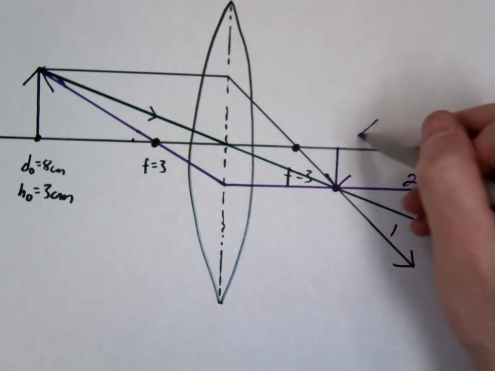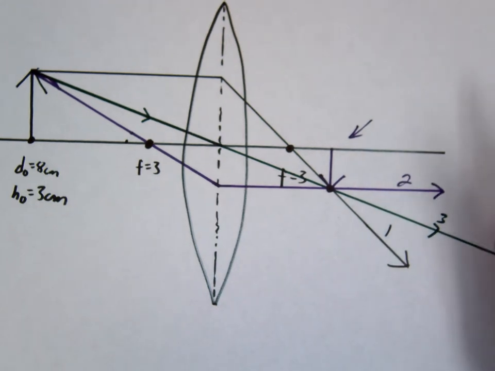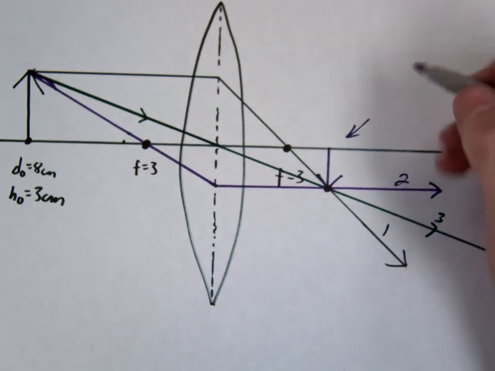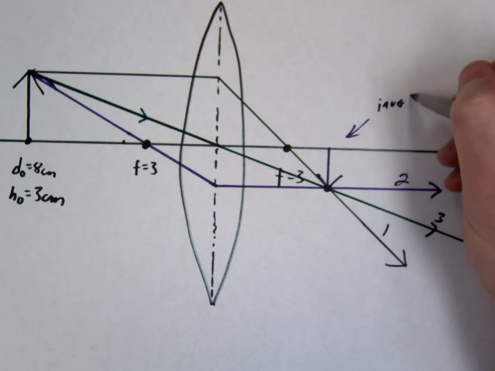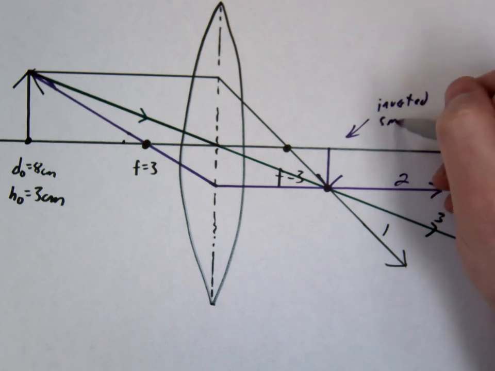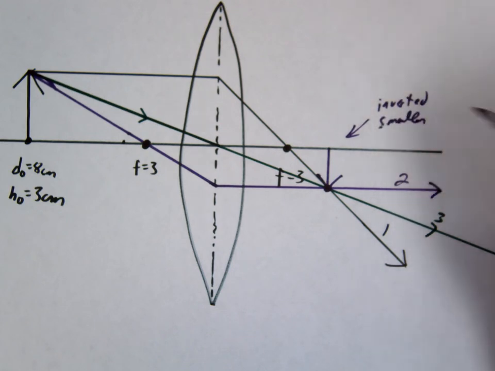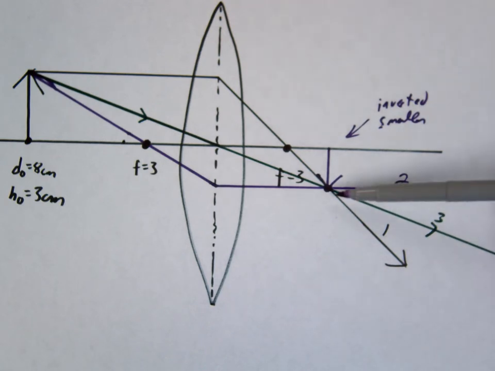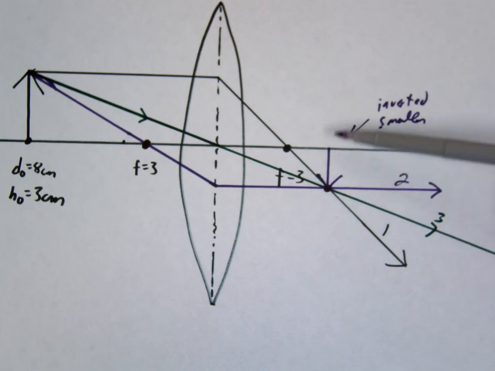What do you notice? What are some characteristics about this image? It's inverted, smaller. And what do you think about this image? Is this a real image or a virtual image? This is actually a real image.